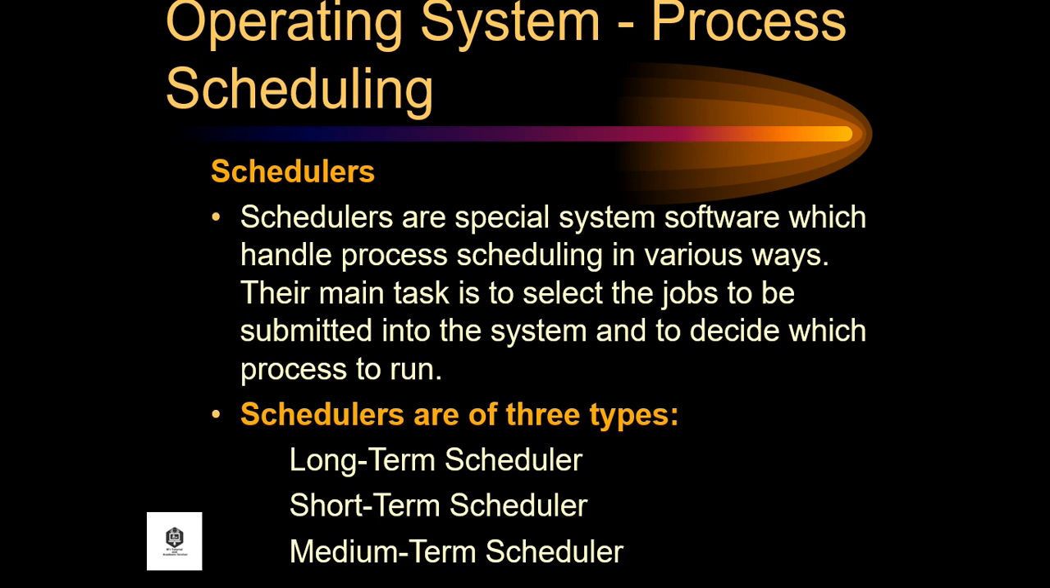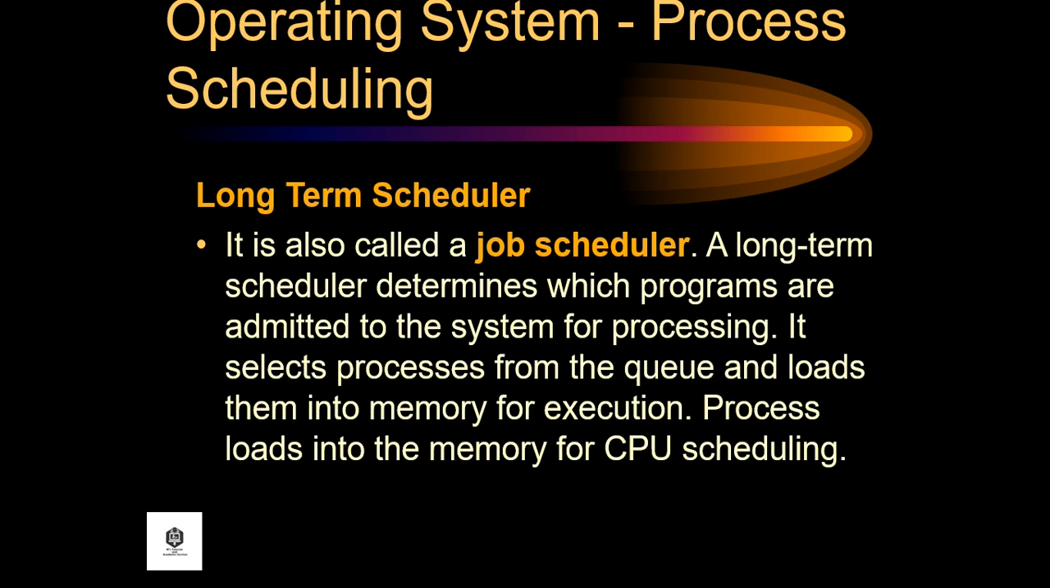What are schedulers? Schedulers are special system software which handle process scheduling in various ways. Their main task is to select the jobs to be submitted into the system and to decide which process to run. Schedulers are of three types: the long-term scheduler, the short-term scheduler, and the medium-term scheduler.